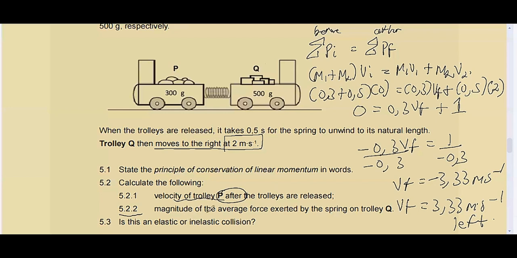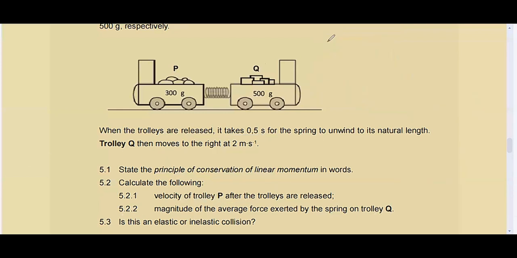5.2.2 says, calculate the magnitude of the average force exerted by the spring on trolley Q. Right. So to calculate the average net force, remember we already have the formula: F net equals change in P over change in t. Now at this point, you can see that we are doing one and the same thing. This is just for you to be able to identify the trend. If you want to identify the trend and see what kind of questions they ask in an exam, do about 3 to 5 questions and then see what questions constantly appear there, right? In that way, you have identified the trend.